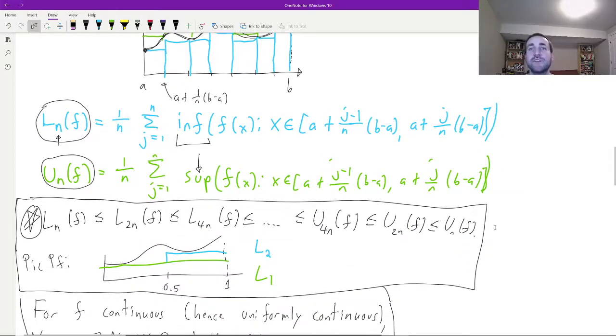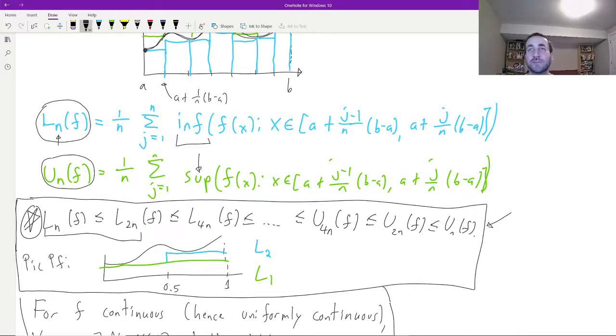And to do that, I need to make two observations. The first of these is this nesting property. I've written down a whole lot of inequalities here, but I'm just going to focus on a couple of them. The first one is that L sub n is less than or equal to L sub 2n. In other words, when I have twice as many points in my approximation, then the lower bound is going to get bigger. And why is that true?